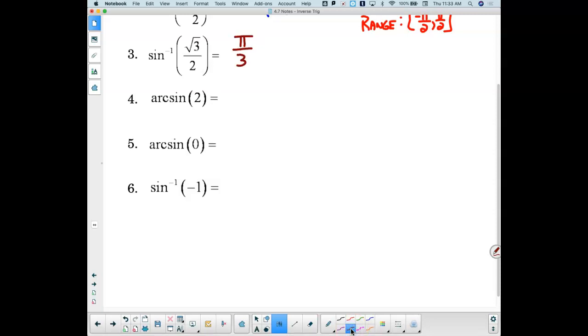Right side of the unit circle, where is sine 2? No. Right side of the unit circle, where is the y value equal to 2? Why not? Undefined. Why is it not 2 on the right side of the unit circle? Your domain is negative 1 to 1. So it's outside that domain, right?